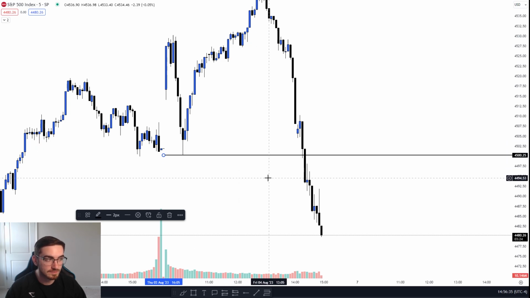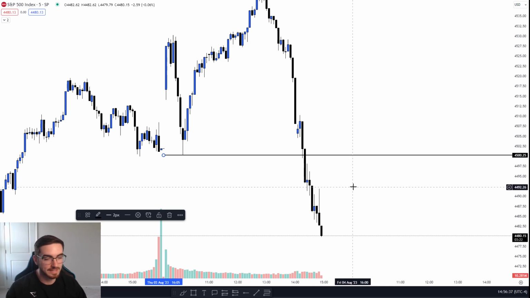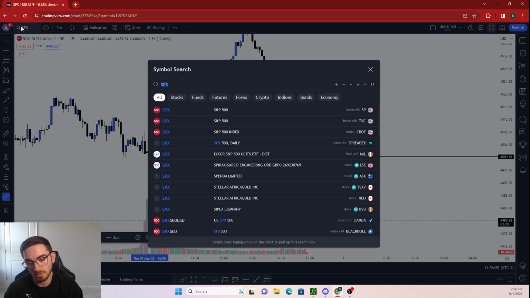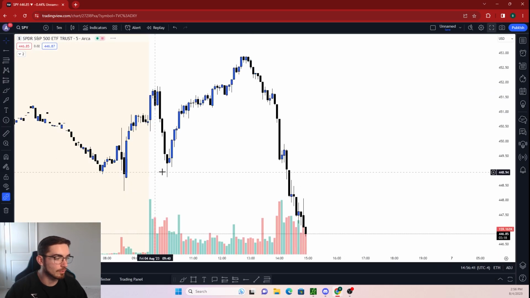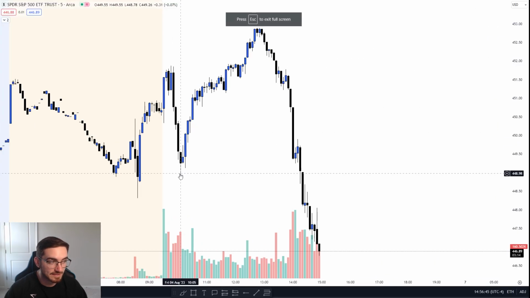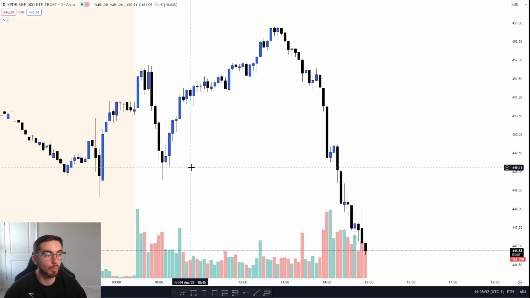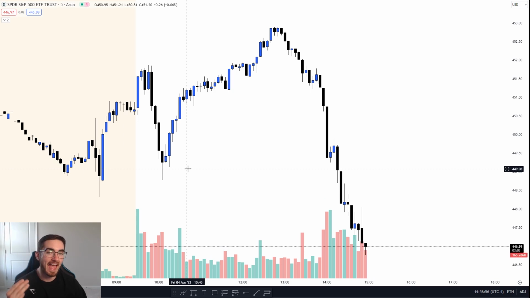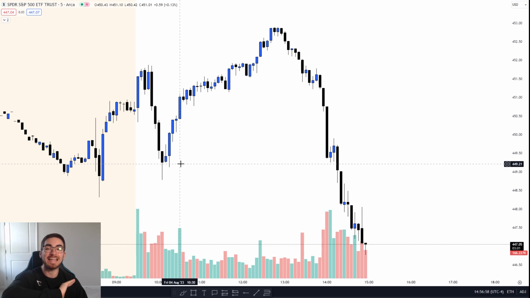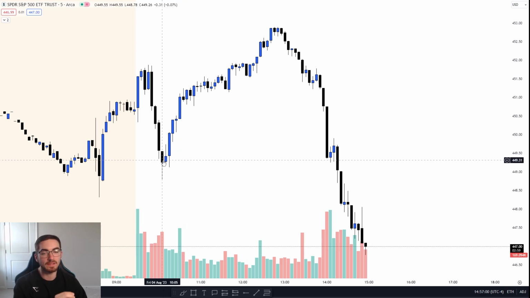4,500, very nice lower wick, and SPX doesn't have volume. So if we head on over to SPY and we look at that exact candle, look at the volume on this 5-minute candle on SPY as SPX hit the level of interest at 4,500. Look at the volume, look at the lower wick. What does that tell us? Buyers are present, we have a level of interest, and the price action confirms. You don't need any indicators to tell you that this is a good entry.